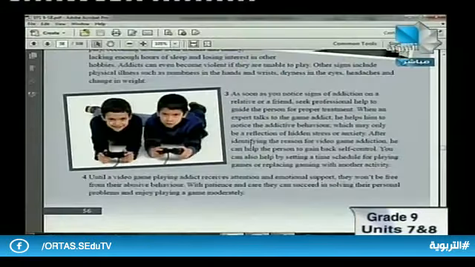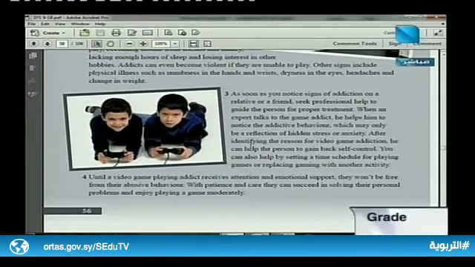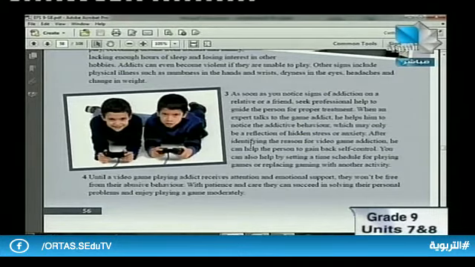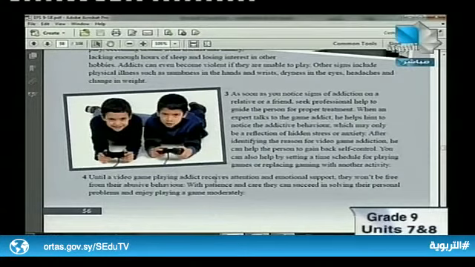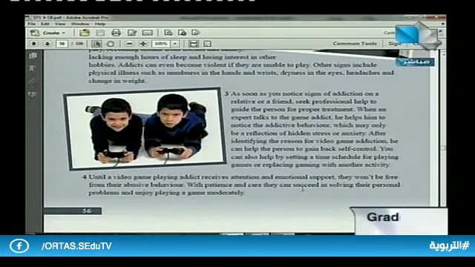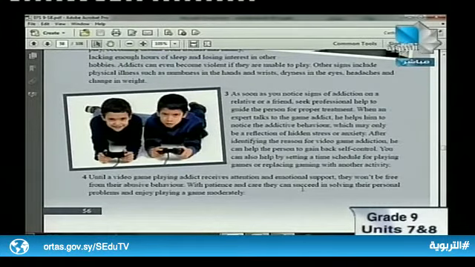Until a video game addict receives attention and emotional support, they won't be free from their abusive behavior. Abusive here means violent, aggressive. With friendly patience and care, they can succeed. So we should be patient with them and care for them. With patience and care, they can succeed in solving their personal problems and enjoy playing a game moderately.